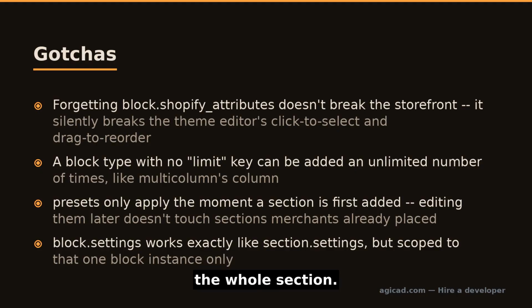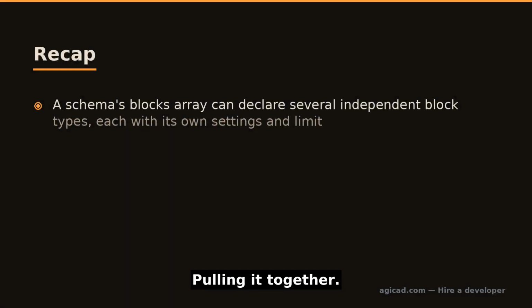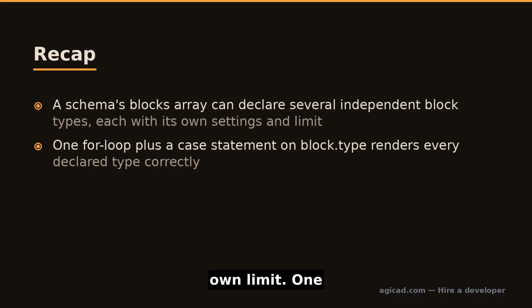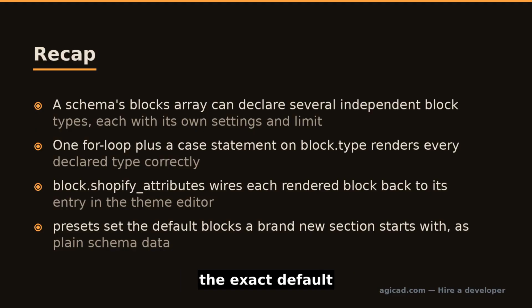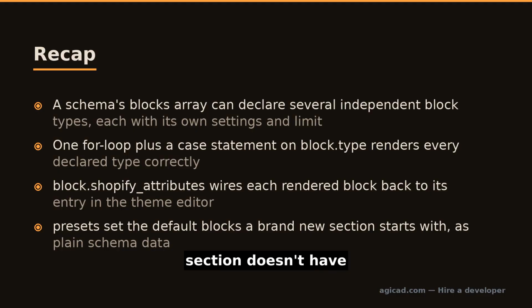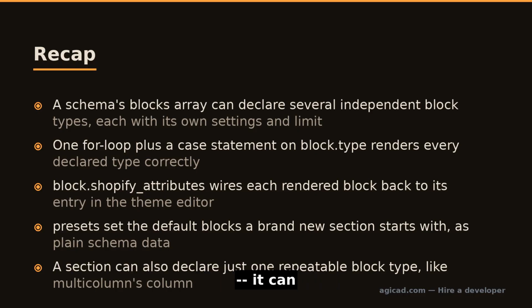Pulling it together. A section's schema can declare several completely independent block types, each with its own settings list and its own limit. One for loop, paired with a case statement on block.type, is all it takes to render every one of those declared types correctly inside the same file. Block.shopify _attributes is the small but essential attribute that wires each rendered block back to its entry inside the theme editor. A schema's presets array decides the exact default blocks a brand new section starts with, as plain data, not custom logic. And a section doesn't have to declare several types at all. It can just as easily declare one single repeatable block type, the way Dawn's own multi-column section does.